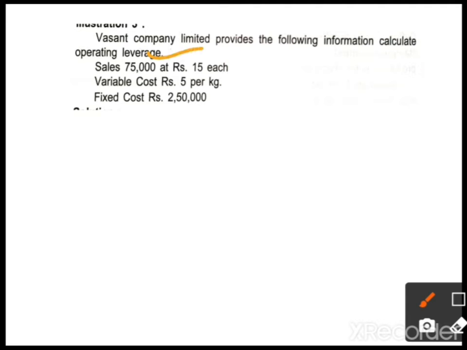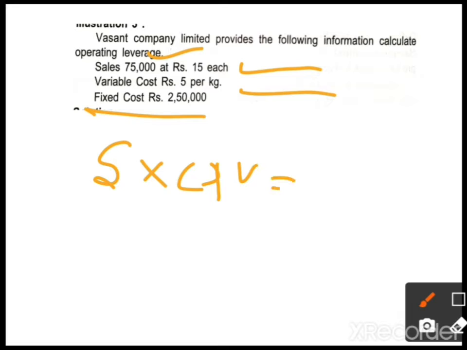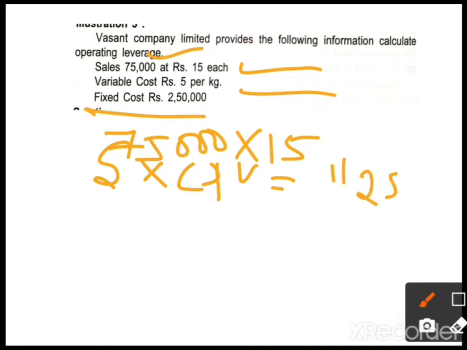They have given sales of 75,000 units at the rate of 15 each, and variable cost is 5 rupees per kg, and fixed cost is 2,50,000. So first we have to identify the necessary information. First we have to calculate sales, that is units into price per unit. Sales is 75,000 into 15 rupees, which is equal to 11,25,000.